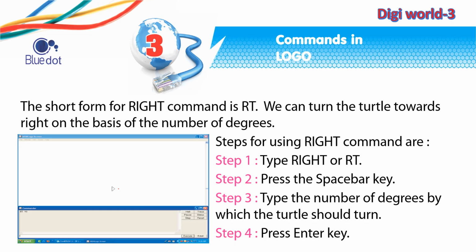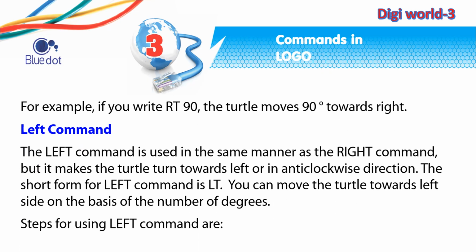The short form for right command is RT. We can turn the turtle towards right on the basis of the number of degrees. Steps for using right command are: Step 1. Type right or RT. Step 2. Press the spacebar key. Step 3. Type the number of degrees by which the turtle should turn. Step 4. Press enter key. For example, if you write RT 90, the turtle moves 90 degrees towards right.